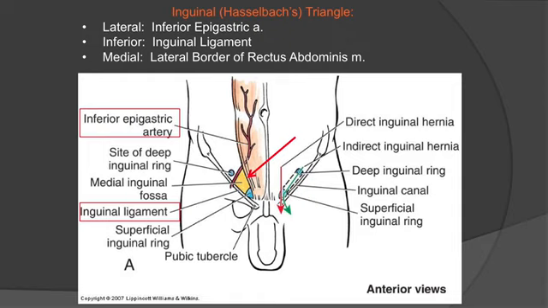Laterally is the inferior epigastric artery, which we talked about in the earlier lecture. Inferiorly, you have the inguinal ligament, and then medially, you have the lateral border of the rectus abdominis muscle, and so you end up with this nice triangle with the superficial ring inside the triangle and the deep ring outside the triangle. And so there's some clinical significance to that, which we'll talk about in class. So just by way of summary, inguinal ligament, talked about the inguinal canal, how it's formed, the spermatic cord, which is traveling in the inguinal canal, and the inguinal triangle.